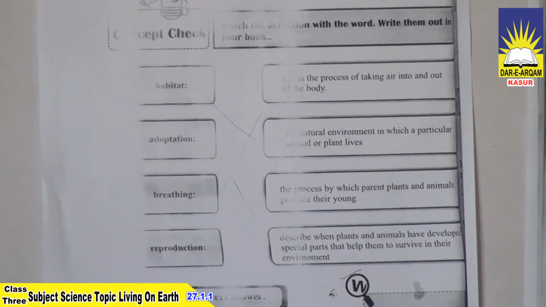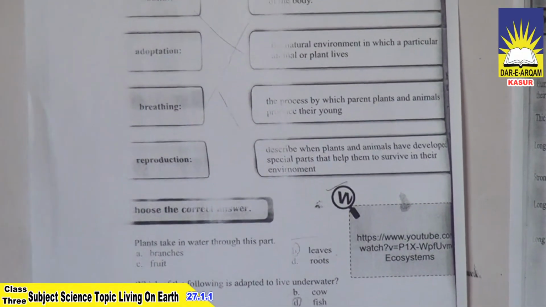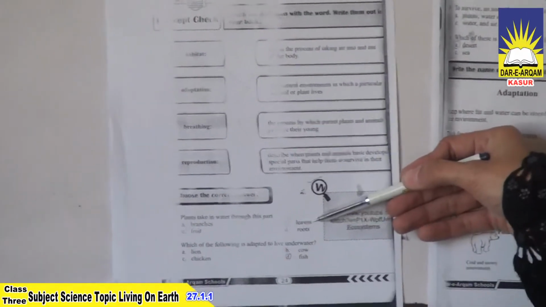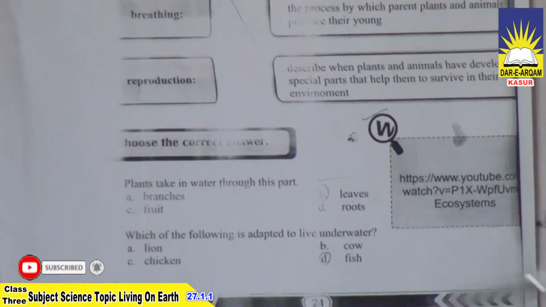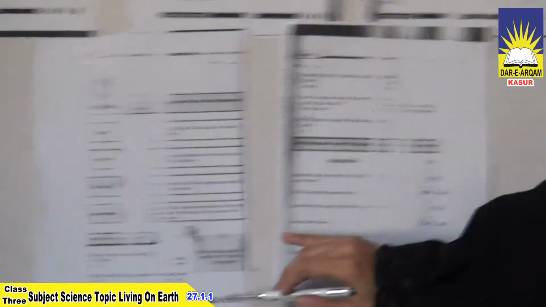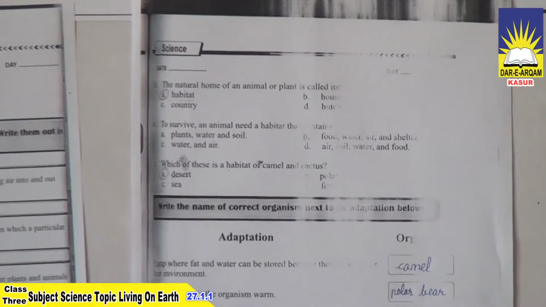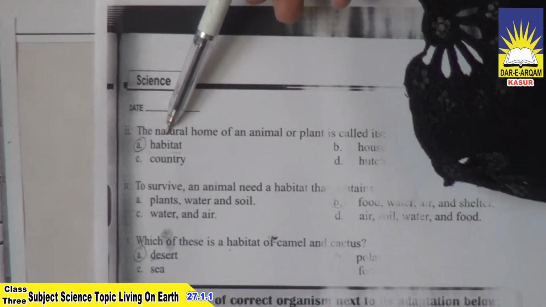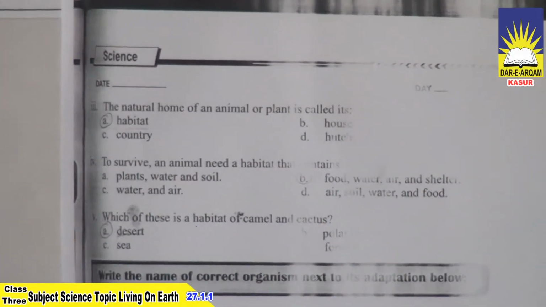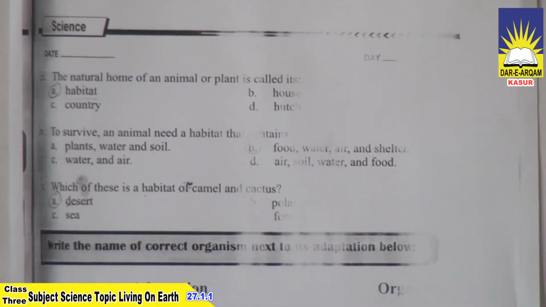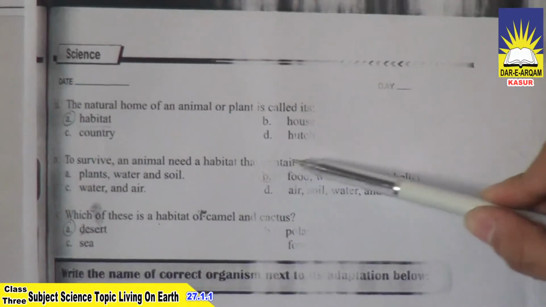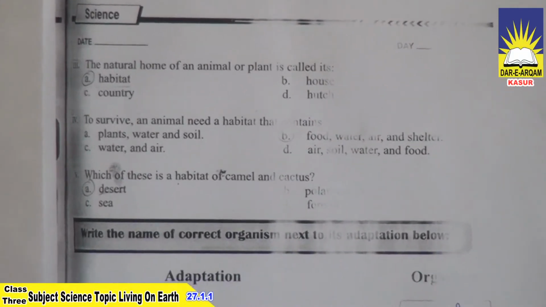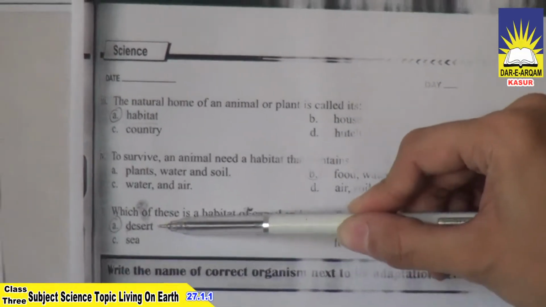Next one is choose the correct answer. Plants take in water through this part. We know that plants take water through roots, so circle the roots. Second one is which of the following is adapted to live underwater. Fish live underwater. The natural home of an animal or plant is called its habitat. Fourth one: to survive, an animal needs a habitat that has certain food, water, air and shelter. These are the basic needs of an animal which the habitat provides. Now, the habitat of camel and cactus is the desert.